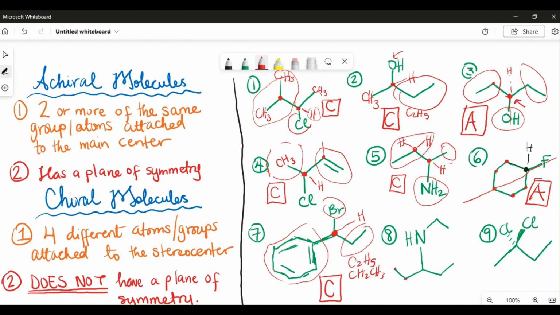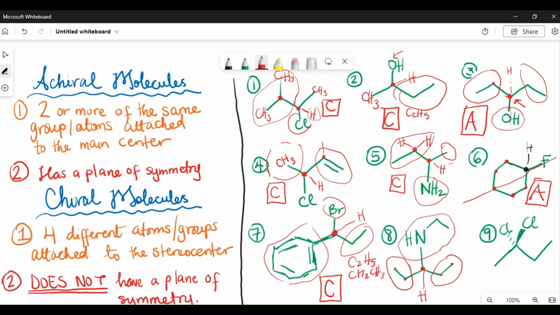You're going to ignore this center because it is attached to two hydrogens. The same thing here, the same thing here. But if you look at this particular center, you see that it is attached to a nitrogen group that is attached to a hydrogen. So it's attached to this one as a group, NH and then the ethyl. So that's just one. And then it's attached to this ethyl group, and also another ethyl group, and then a hydrogen atom.